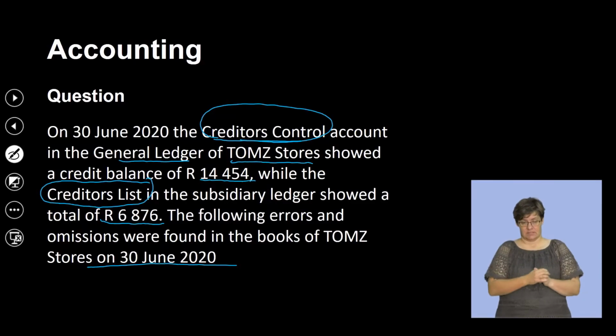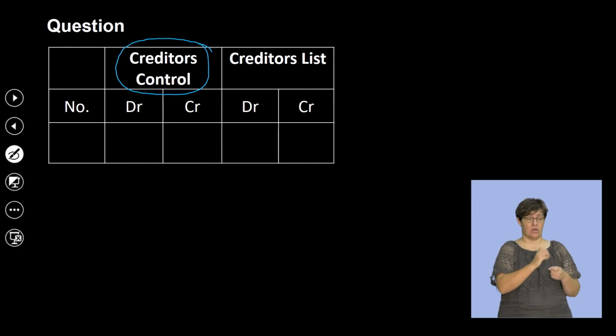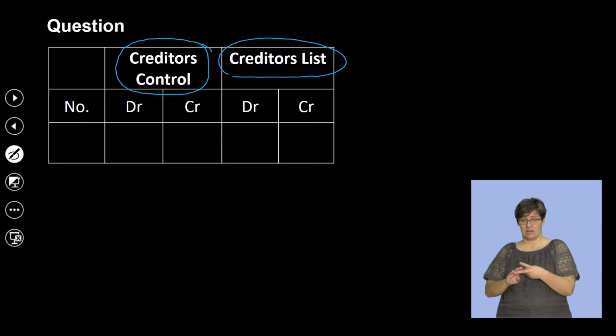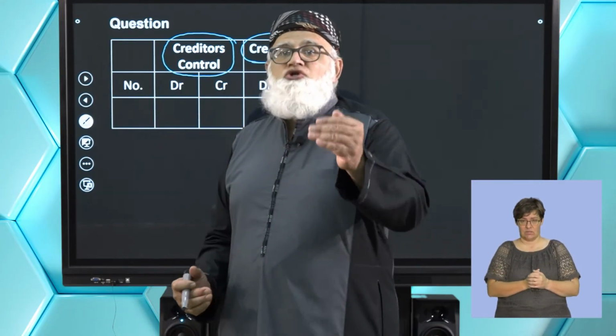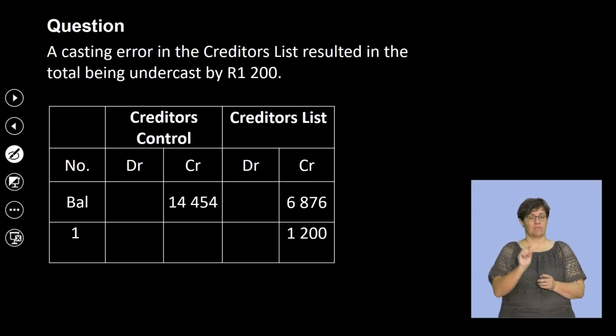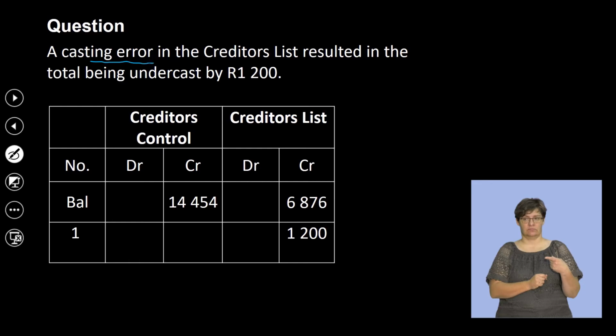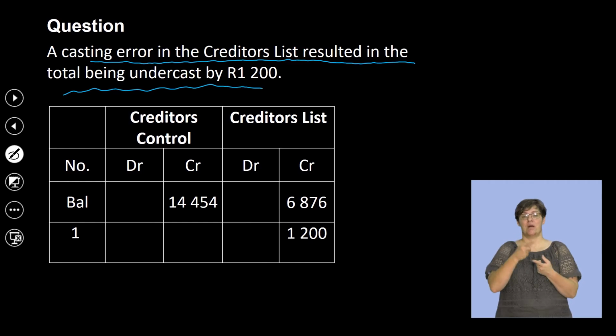Okay, let's take the first one. Here is what we have. You have the creditors control account, remember that's in your general ledger, and you have your creditors list from your creditors ledger. So this is the heading of the question, and this is the table that you are going to use in order to solve the challenges that we have. What's the first one? A casting error in the creditors list resulted in the total being undercast by 1,200.